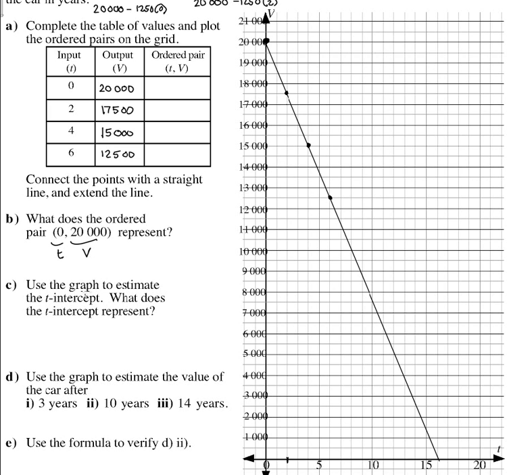Use the graph to estimate the t-intercept. What does that represent? This is your v-intercept when you hit the v-axis. Way down here at the bottom, right there is where you hit the t-axis. The coordinates there are 16, 0. What does that mean? Any idea? If you're unsure, the units are 16 years, $0.